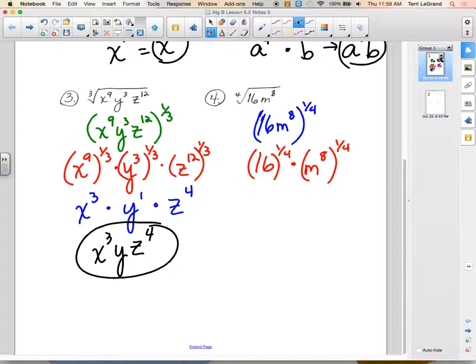You have to multiply 8 times 1/4, and that's going to become m to the 2nd power. Okay, 1/4 of 8 is 2.